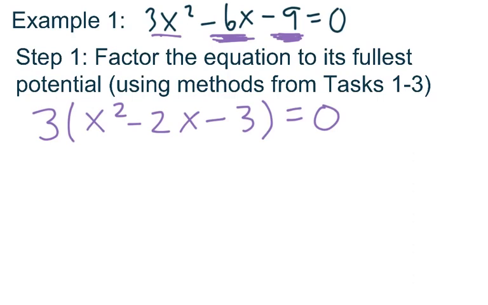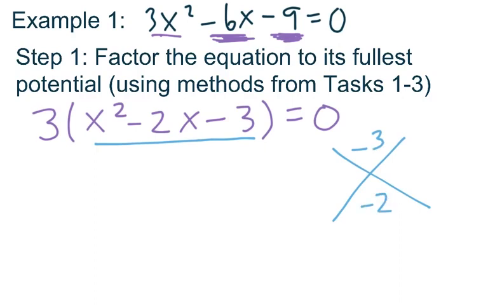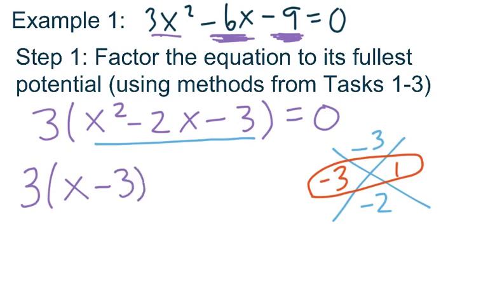And now you might notice, hey, we can do diamond with these guys, right? So let's do that. So we're going to draw our diamond. We have a negative 3 up top. We have a negative 2 on the bottom. And our 2 puzzle pieces are going to be negative 3 and 1. So now let's write it out over here. So we're going to have 3 times x minus 3. Remember, I'm getting that from the diamond here. And then x plus 1 equals 0.